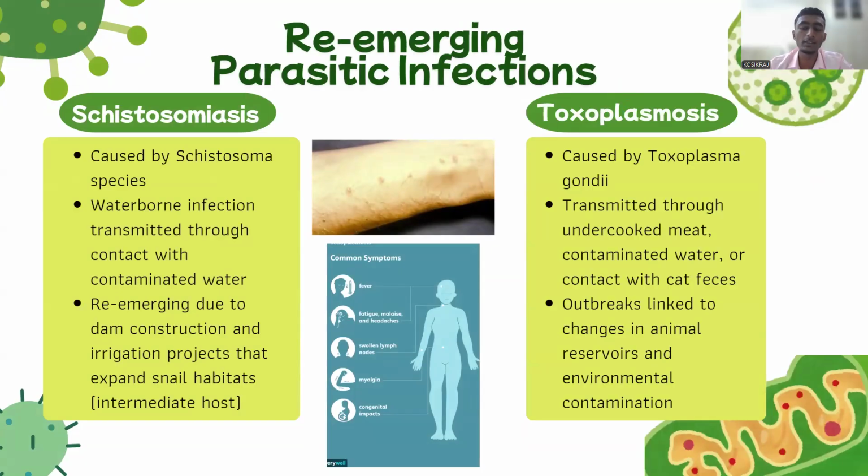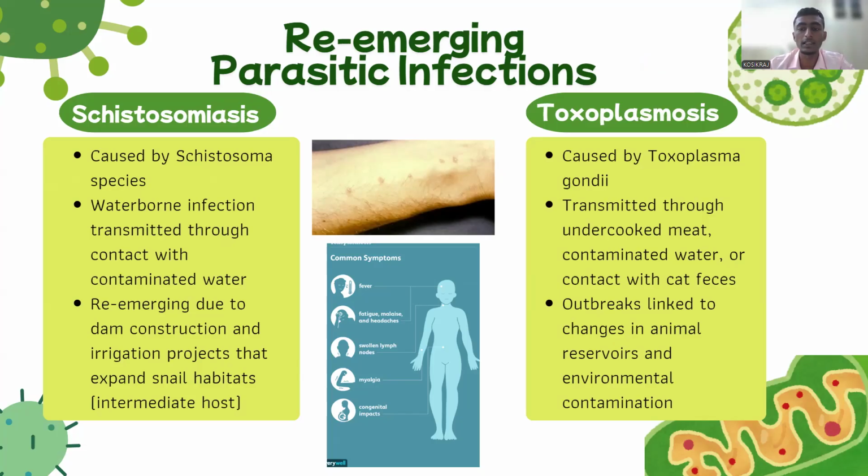So the third example is schistosomiasis, a waterborne disease caused by Schistosoma species. It literally spreads when people come into contact with fresh water contaminated with larval forms of the parasite, which will be released by infected snails. It is re-emerging because the construction of dams and irrigation systems create more habitats for snails, and due to the increased exposure in communities living near such water sources.